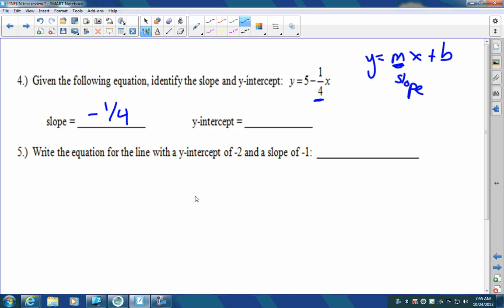The other mistake that people make is that they tell me it's -1/4 x. X is not the slope. X is the variable. So when they want the slope, they just want the number. The y-intercept, that's the number that stands alone. That's your b. So it is (0, 5).